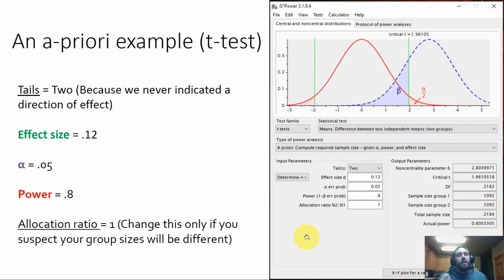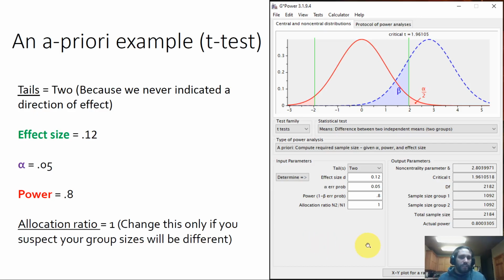So we're saying we need 2,184 participants to have an 80% chance of detecting this effect size of 0.12. So again, it doesn't guarantee you're going to get it, but it's saying you have an 80% chance. And for some reason, us in psychology, we're okay with an 80% chance of detecting the effect, just like we're okay with having a 5% chance of committing a type 1 error.